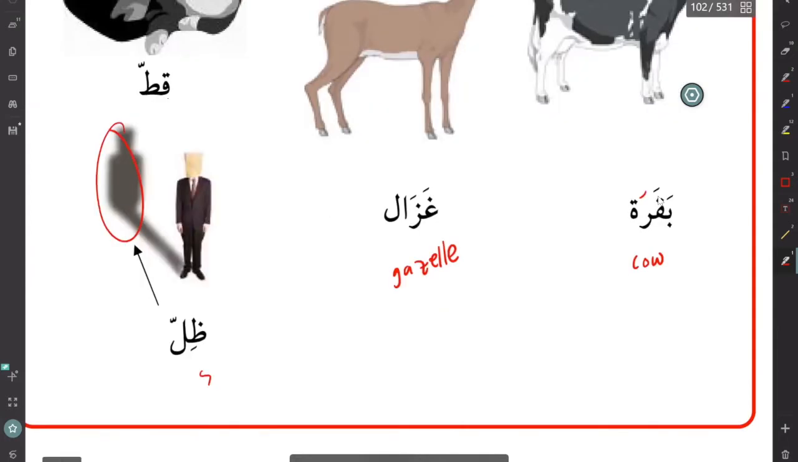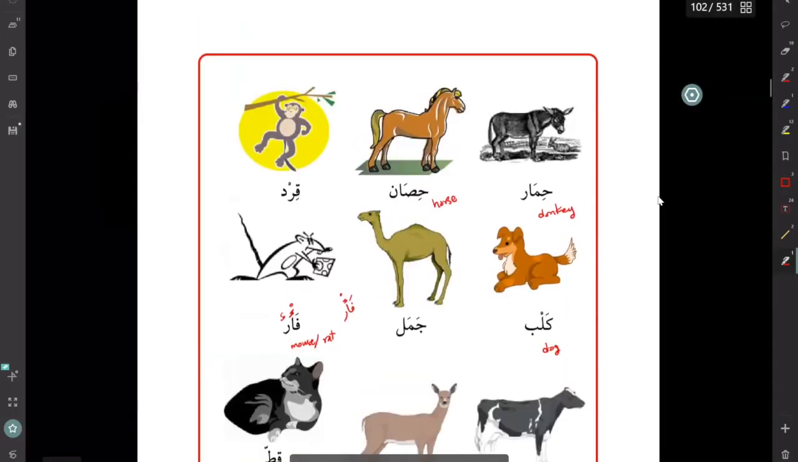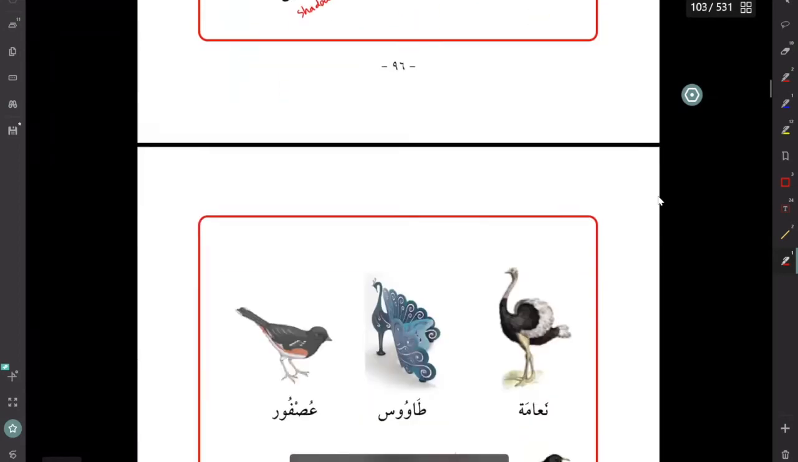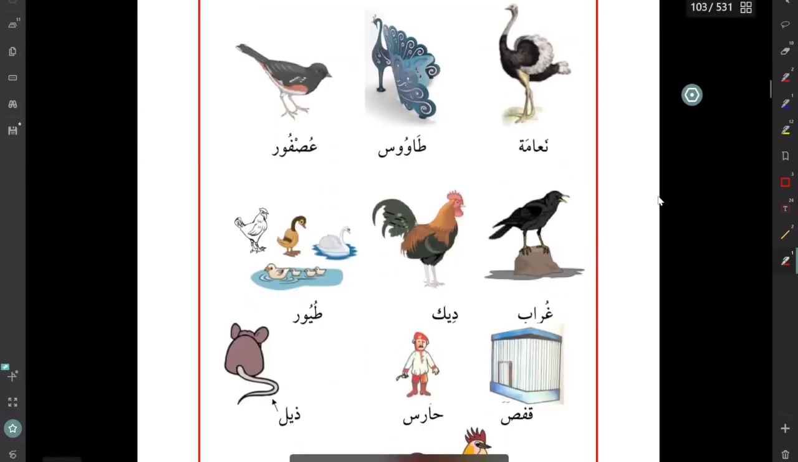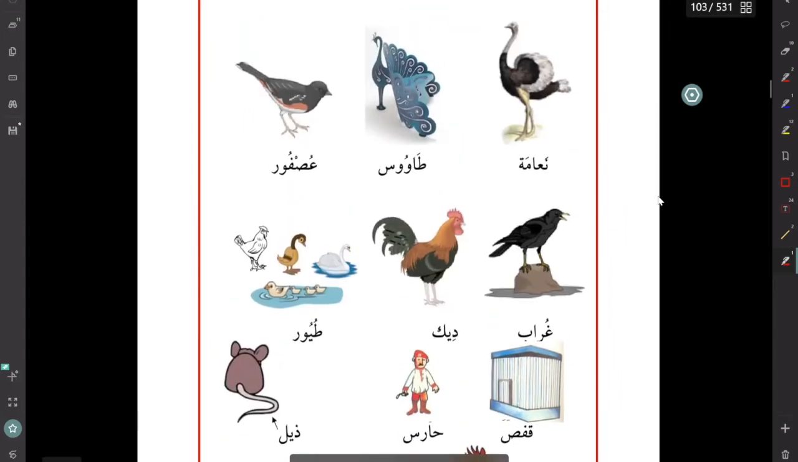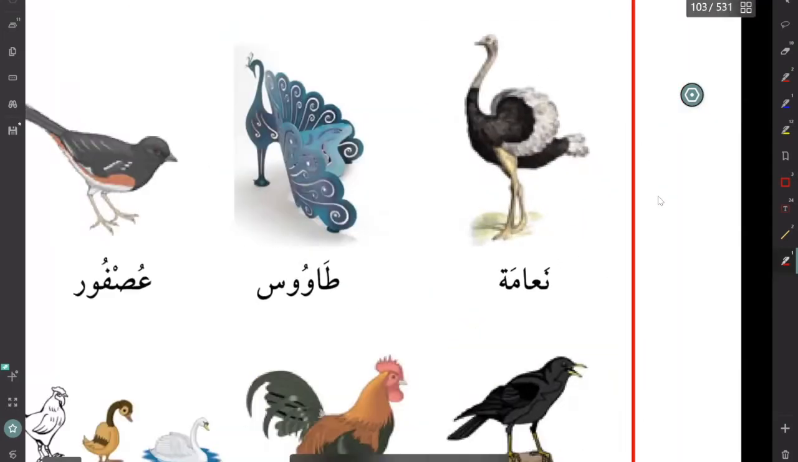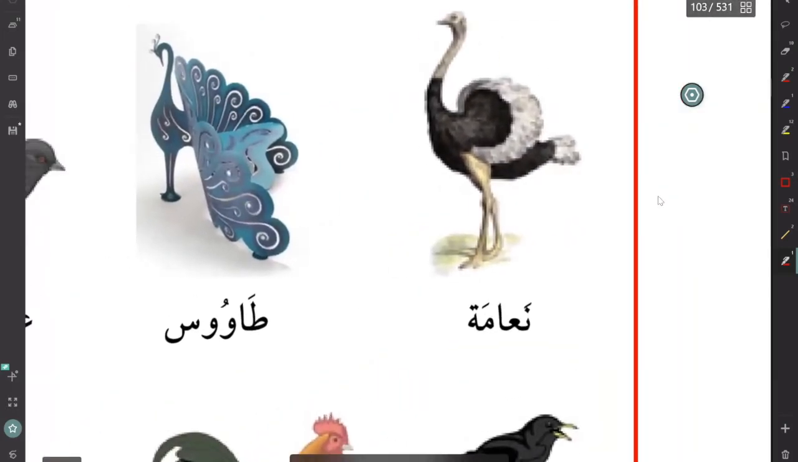Now, okay, Allah is shadow. I don't know what this word is doing in the middle of all these animal words. Jayid. Next page, we have more animals. So it looks like these are birds. Okay, let's see what bird names we can learn.